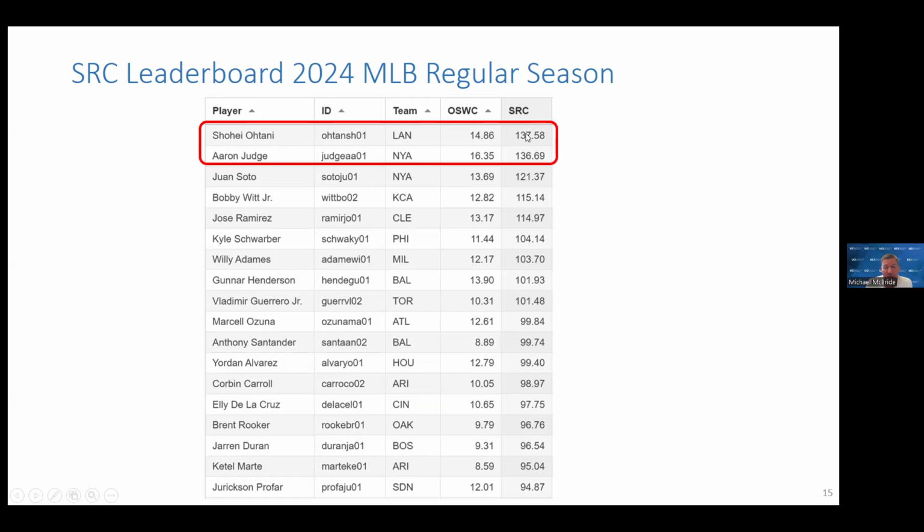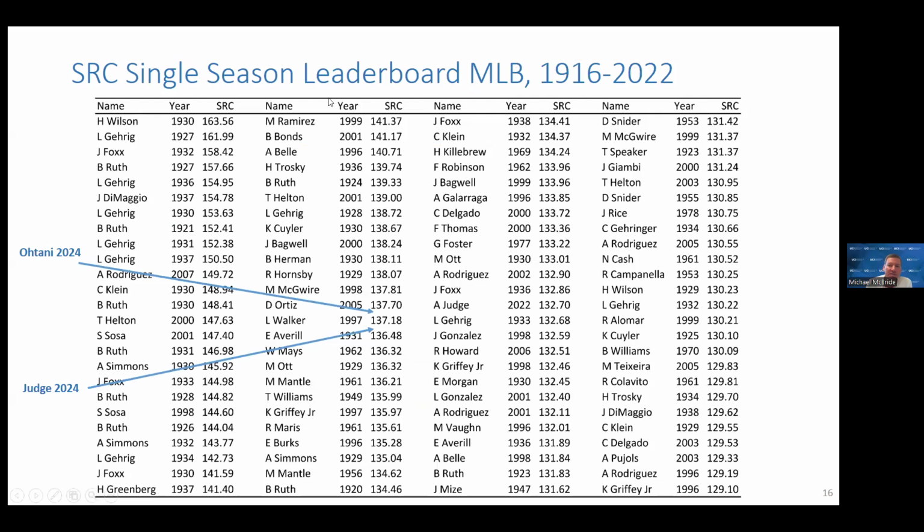Now, these numbers are interesting, because historically, these are two of the best, most productive run seasons in Major League history. This is the single season leaderboard for Major League Baseball from 1916 to 2022. If you were to stick Ohtani's output, he'd be right there, and you'd take Judge's output, you'd put him right there. So we just witnessed two historic seasons by baseball players in terms of run production.